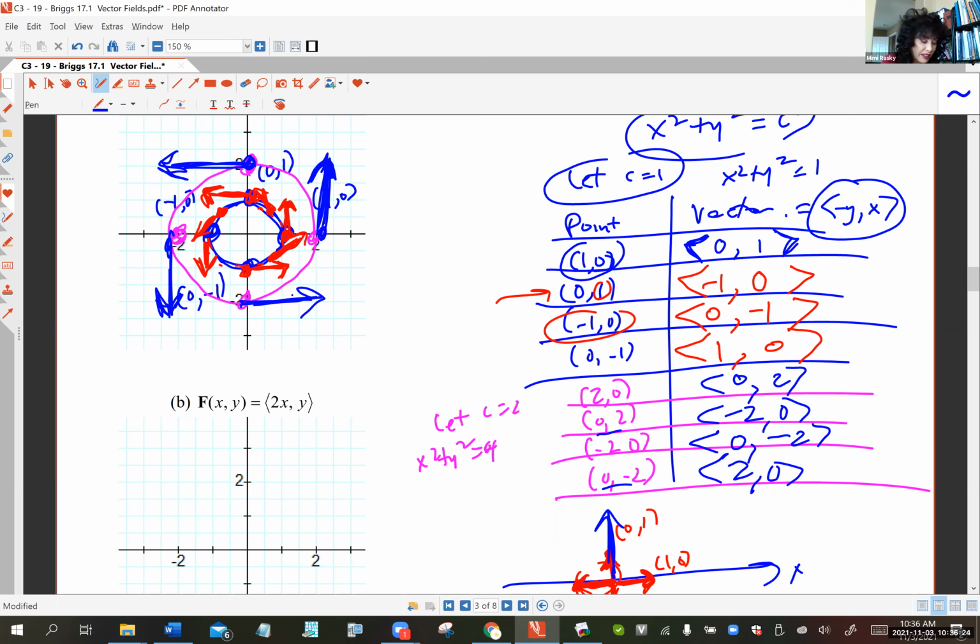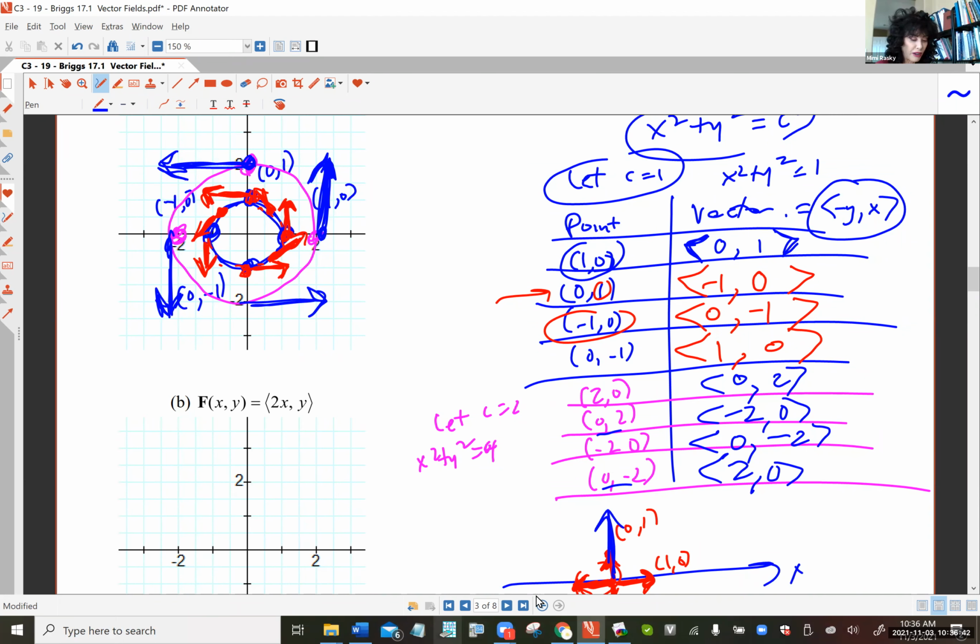So it looks like the further away you get from the origin, the vectors get larger and larger. That's sort of the flavor of this vector field. Now, to prove it, I could easily go into my graphing software, which you've seen before.